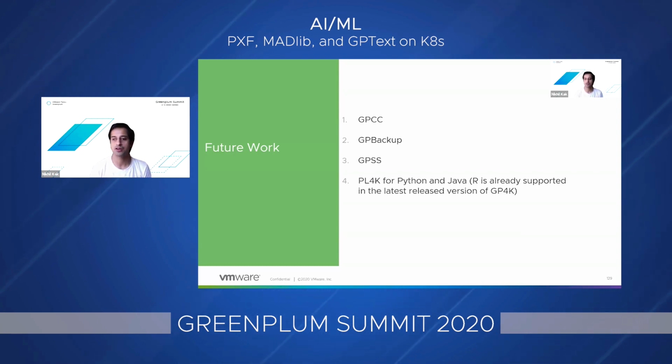Then there is PL4K for Python and Java, which is PL containers for Kubernetes. Note that R is already supported in the latest release version of GP4K. So if you want to use PL4K with R, you can use it today.